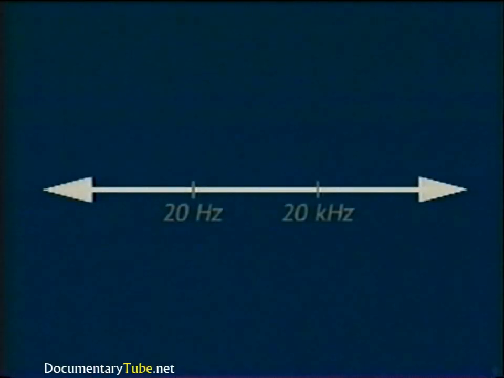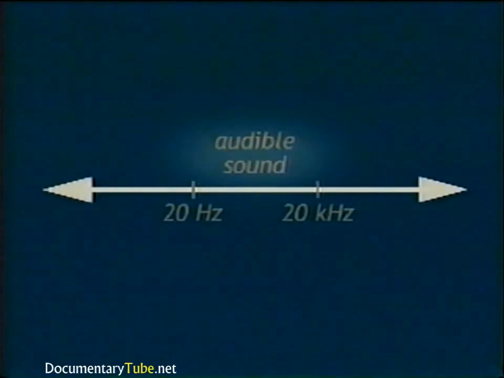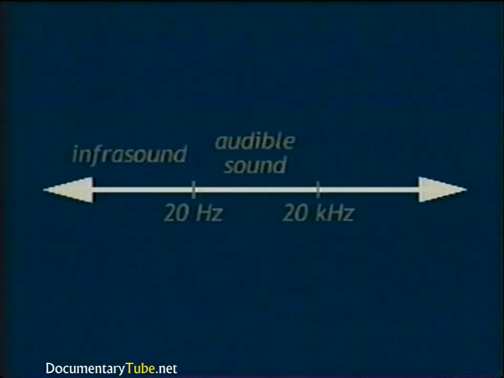Perfect human hearing lies in the range of approximately 20 to 20,000 Hertz. Frequencies below 20 Hertz and above 20 kilohertz are heard by other living creatures but not by humans. 20 to 20,000 Hertz is called the audible sound range. Infrasound includes frequencies below 20 Hertz, and ultrasound includes frequencies above 20 kilohertz.